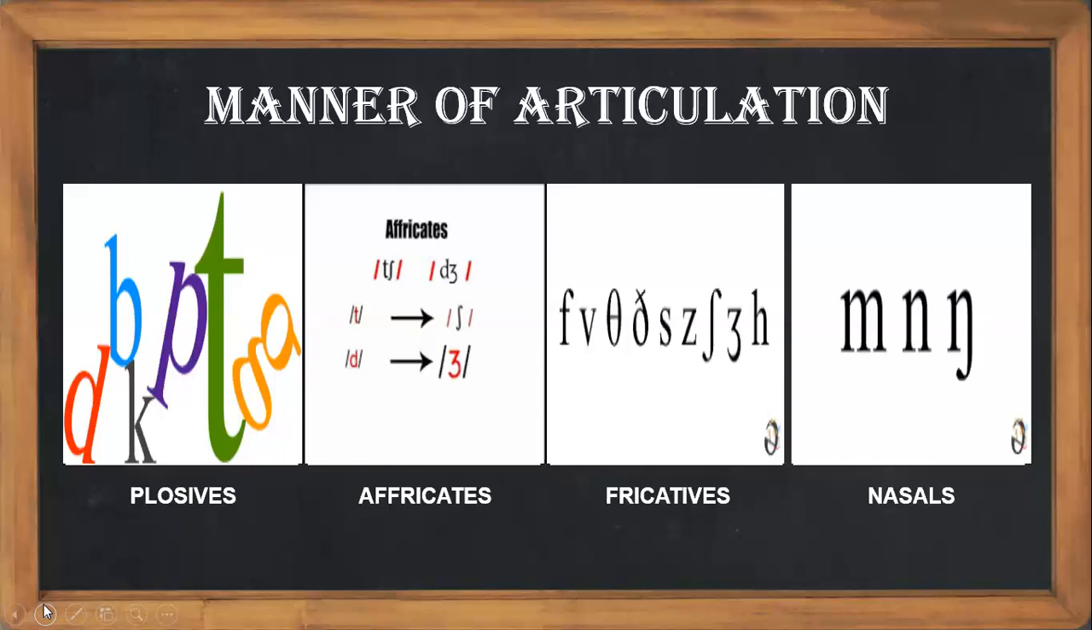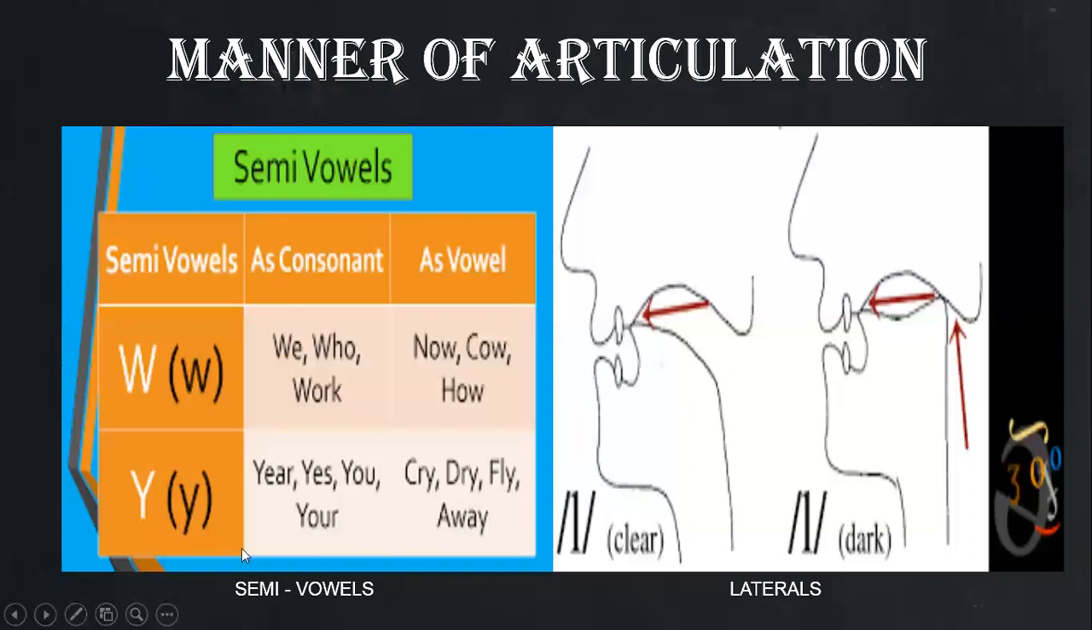Now, next we shall come to lateral or partial closures. Okay, the active and the passive articulators are in firm contact with each other. The soft palate is raised, the nasal cavity is shut, but the sides of the tongue are lowered, and the air escapes along the side of the tongue without any friction.